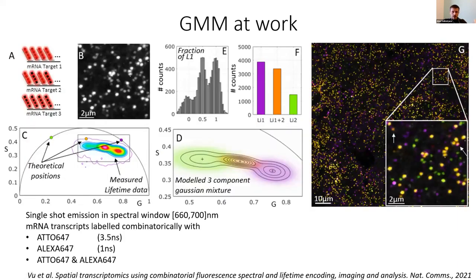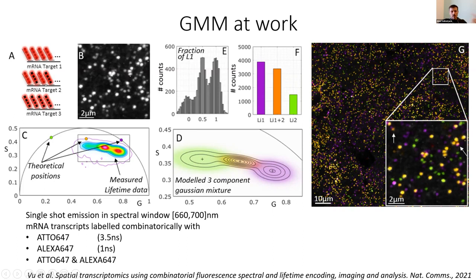And here's a more complex problem. Again with the transcript project, we were labeling 3 mRNA targets with 2 different fluorophores. So mRNA target 1 in the top left is labeled with 1 fluorophore, mRNA target 3 with a different fluorophore, and mRNA target 2 is labeled with a combination of the 2 fluorophores. So there's exactly the same number of each of the 2.